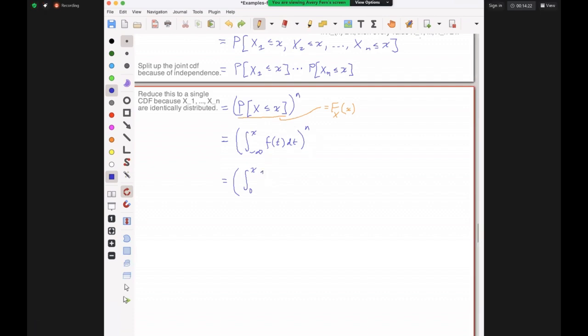And so this is just going to be the integral of 1 over theta dt, to the n. And technically this is wherever x is between 0 and theta, because that's where our density is. Above theta, it's going to be 1. But then what is this integral here? What is the integral of 1 over theta dt?